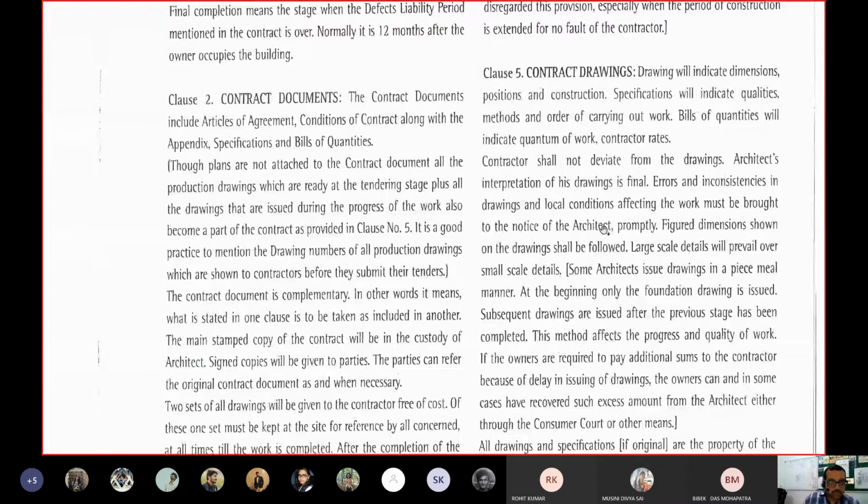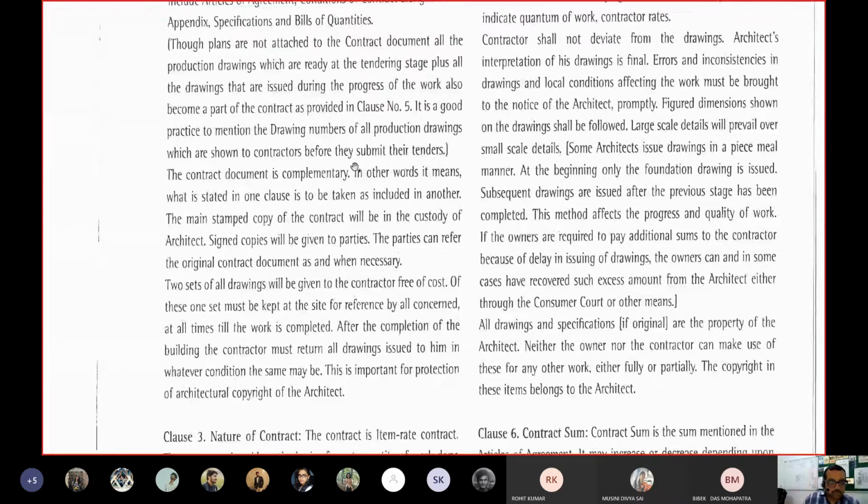Now see, the contract document is complementary. It's not compulsory, it is complementary. In other words, what is stated in one clause is to be taken as included in another also. The main stamped copy of the contract will be in the custody of the architect, and signed copies will be given to the parties. The parties can refer to the original contract document as and when necessary.